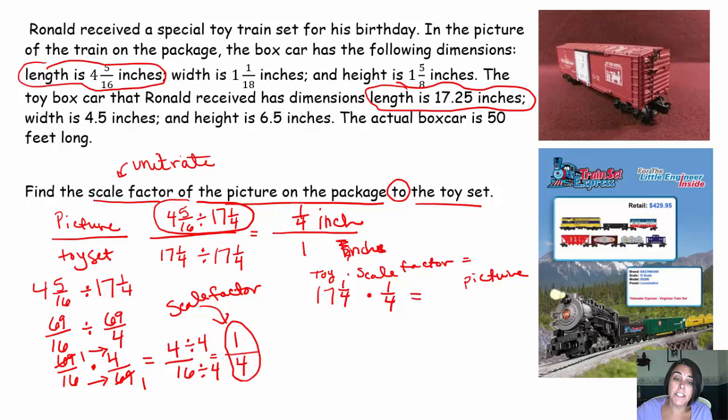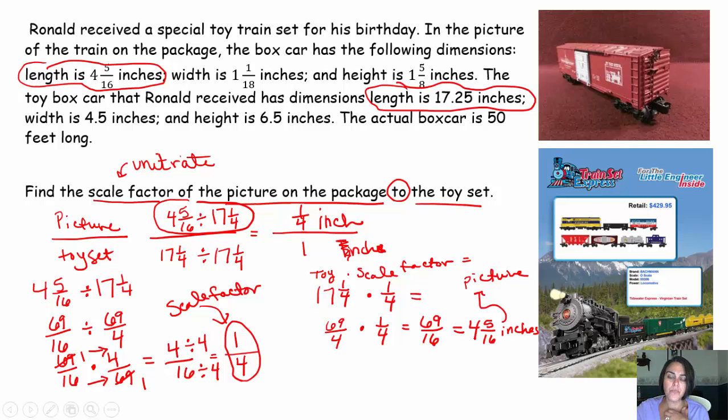4 times 17 is 68 and 1 is 69 over 4 times my scale factor of 1/4. That gives me 69 over 16. 16 goes into 69 4 times with 5 left over, 4 5/16. And you can see that actually is exactly what the picture ends up being.